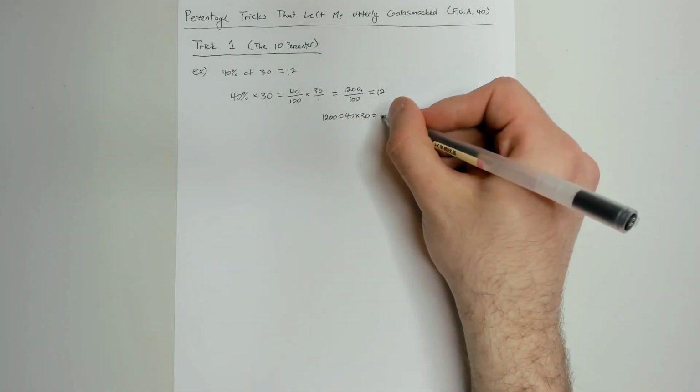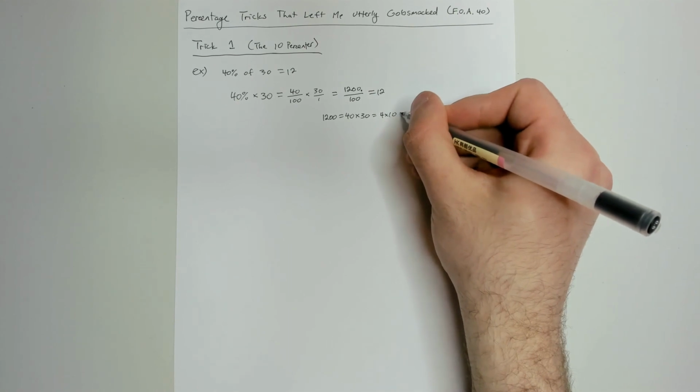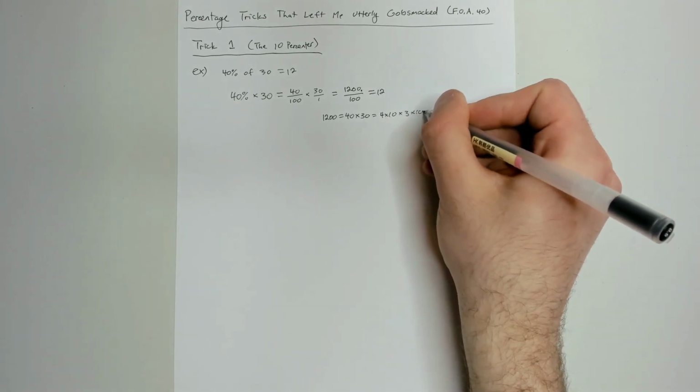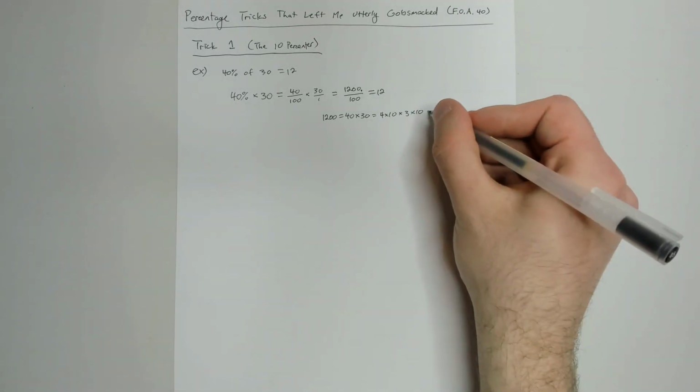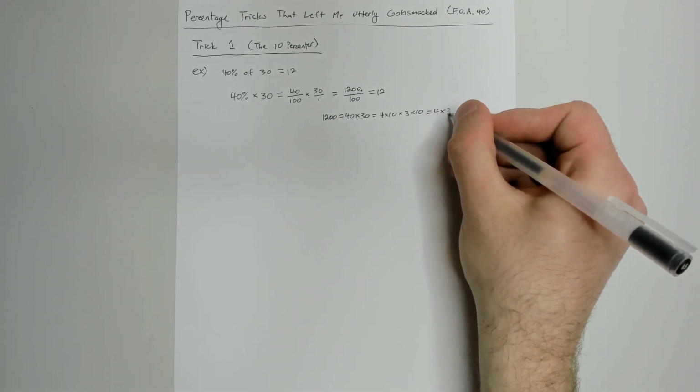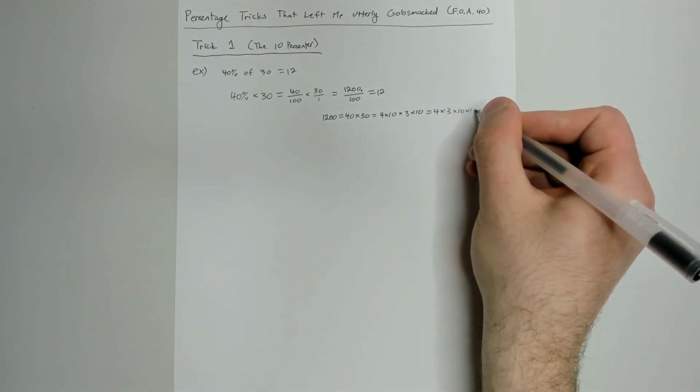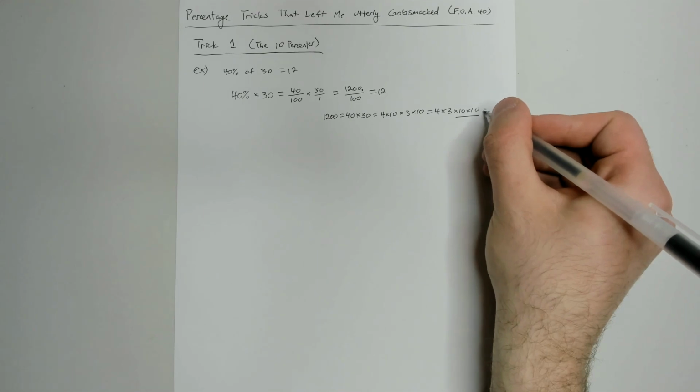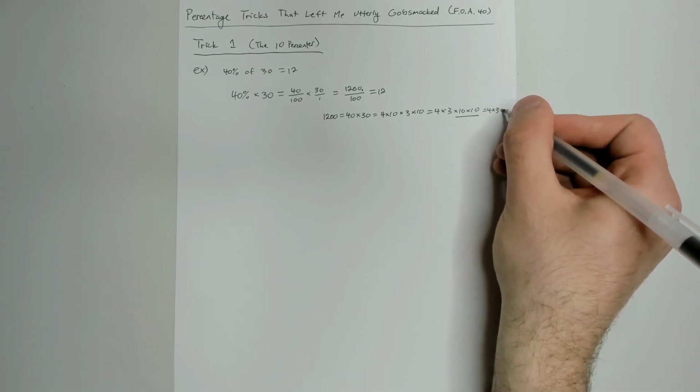And 40 is the same thing as 4 times 10, and 30 is the same as 3 times 10, right? So if I rearrange this, I get 4 times 3 times 10 times 10. And what's 10 times 10? Well, that's just 100, right? So we get 4 times 3 times 100.